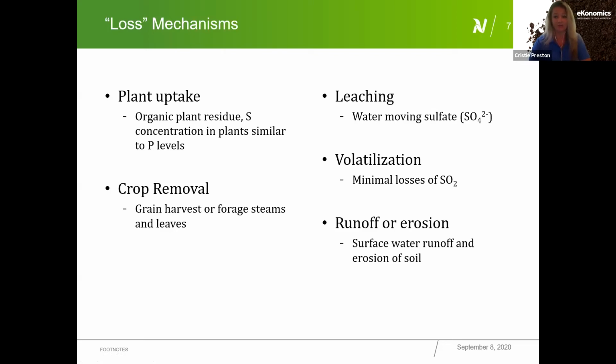Now, if you get a big rainfall event and you do have coarse or low organic matter soils, then you're potentially going to see some sulfate moving within the profile. Again, it may not be completely lost, but it's at least lost out of the root zone and not available for plant uptake. Volatilization, minimum losses of SO2 gas, and then finally runoff or erosion. This is just the surface water runoff or the erosion of soil. Again, probably pretty minimal losses here.